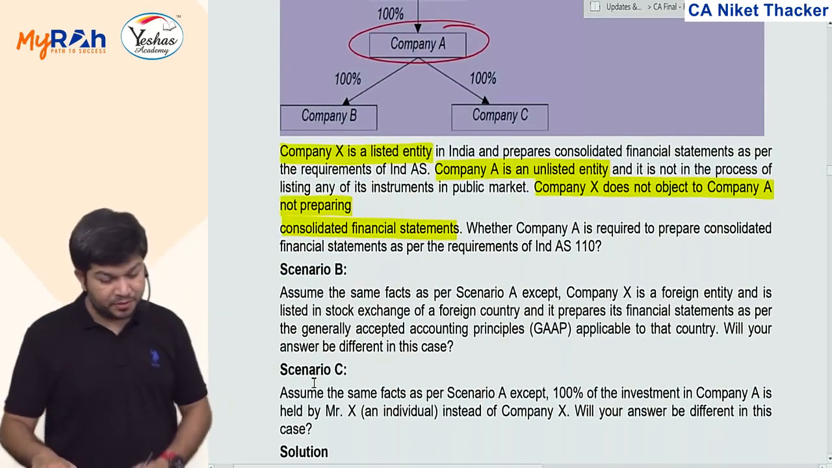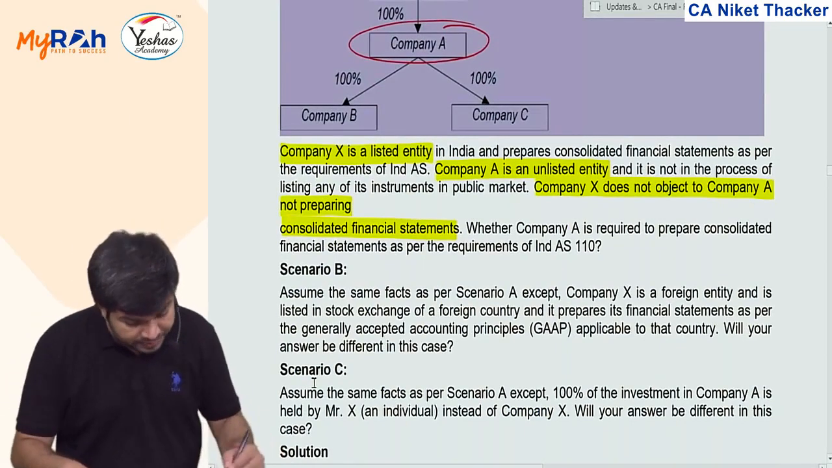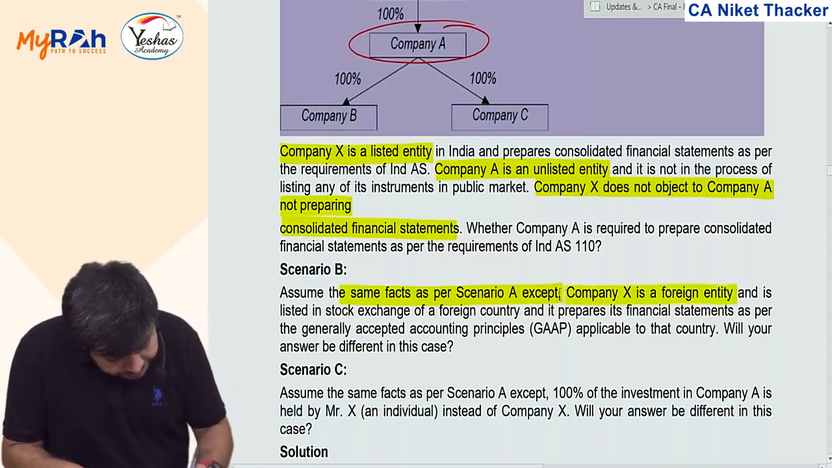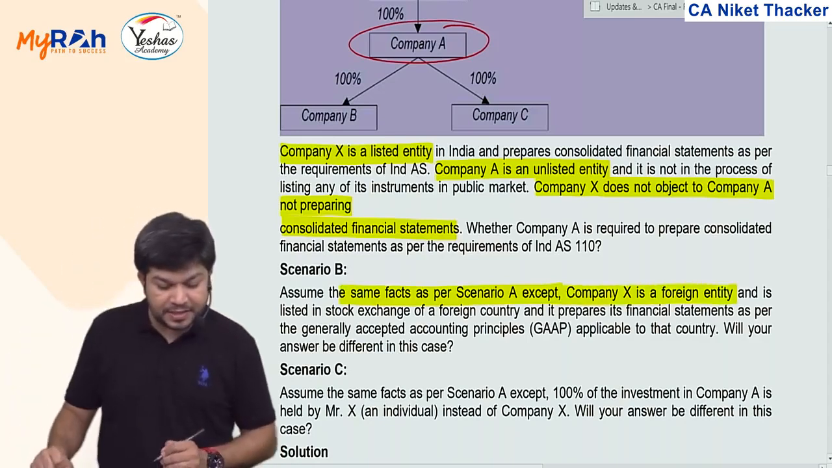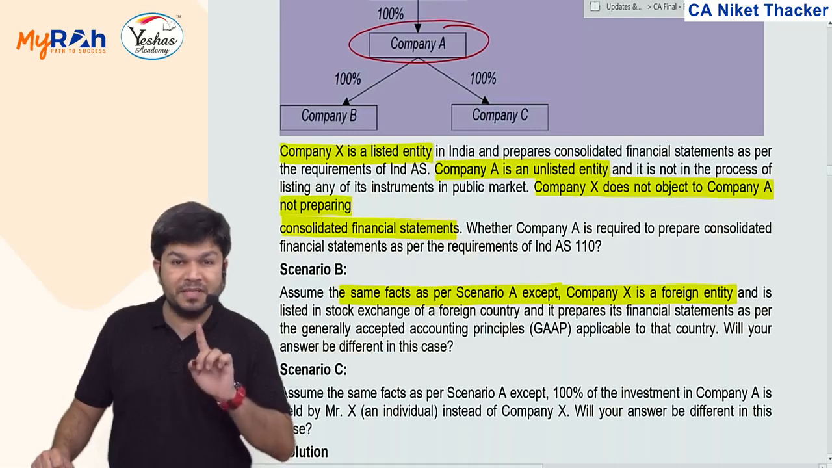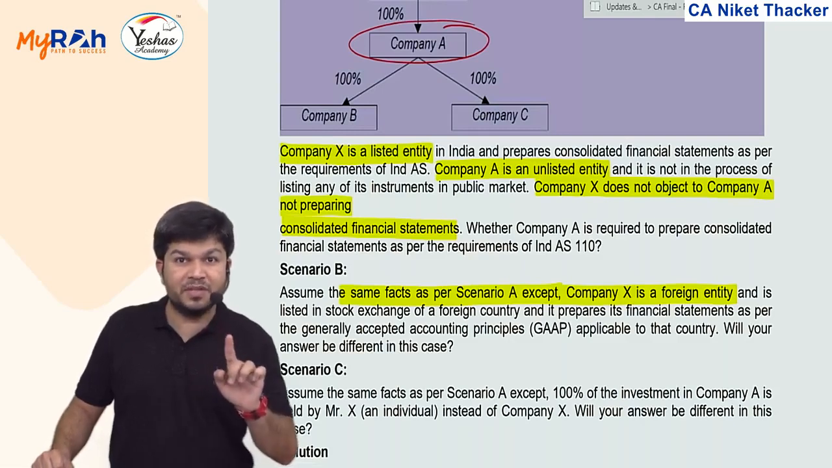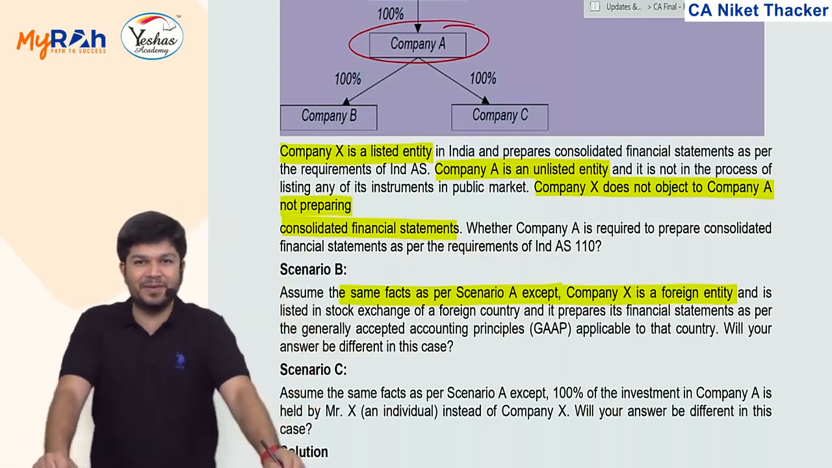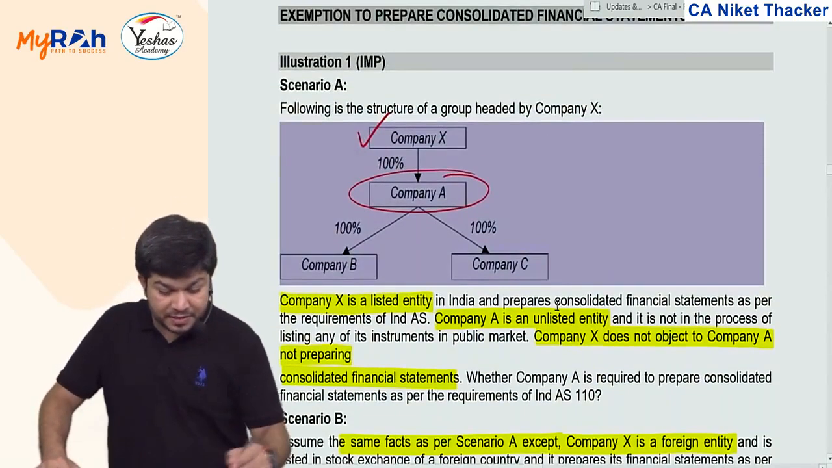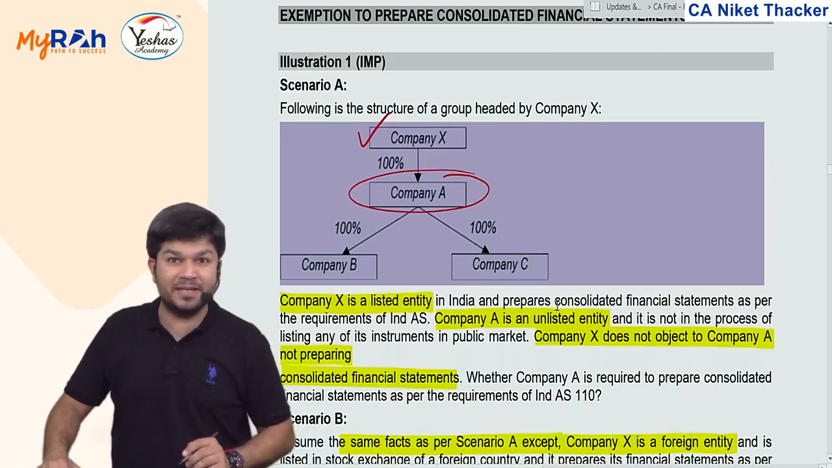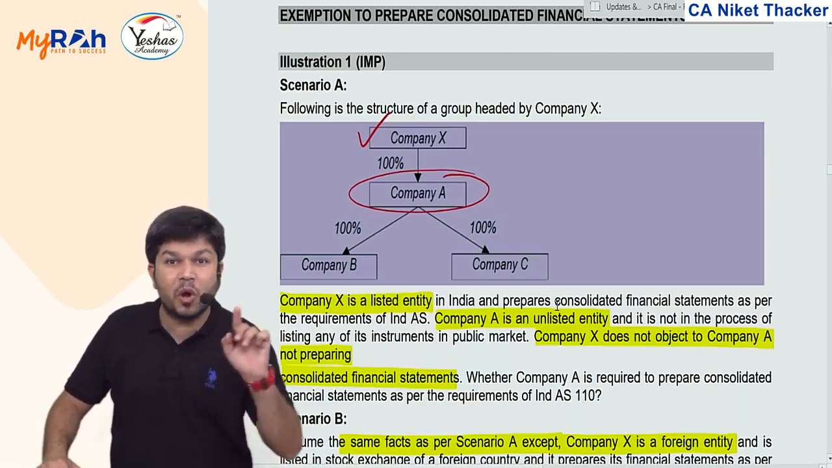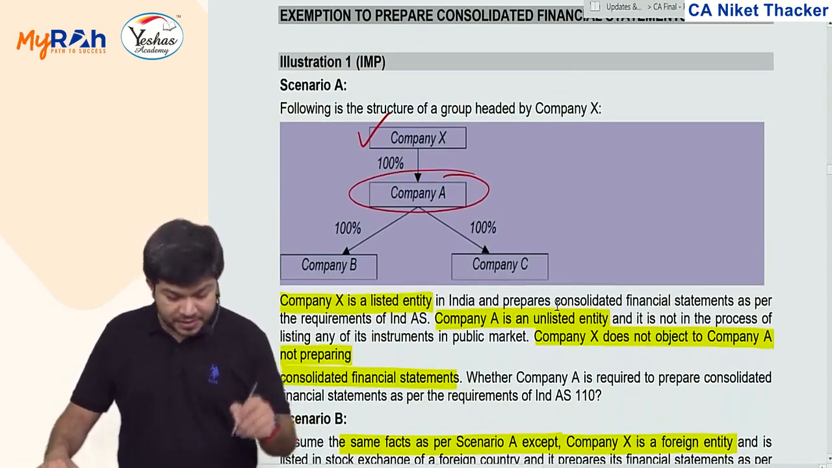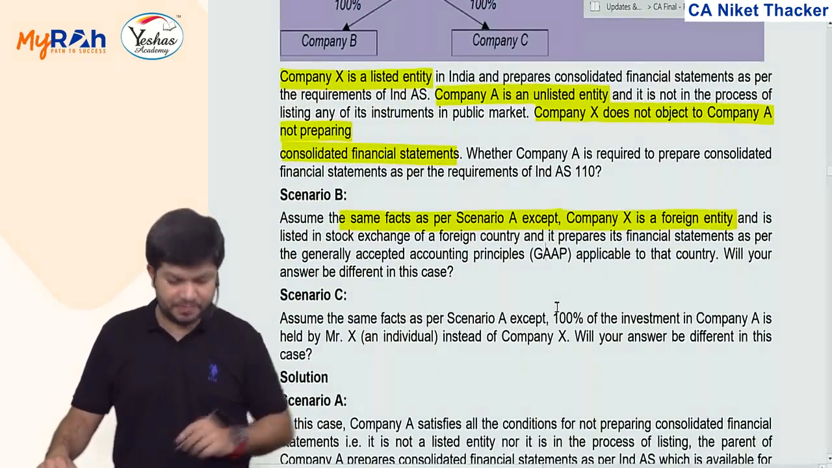Scenario B. Same facts as scenario A, except company X is a foreign entity. If company X is a foreign entity, it does not prepare financial statements as per Ind AS. Then the ultimate parent is not preparing as per Ind AS, so the exemption will not be available. So scenario A, exemption available. Scenario B, exemption not available.